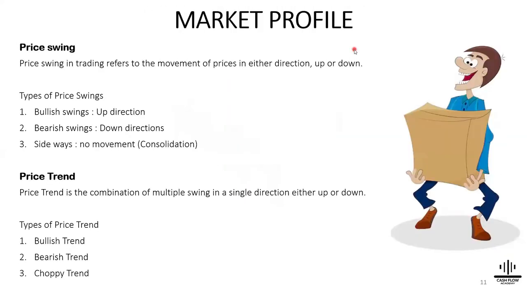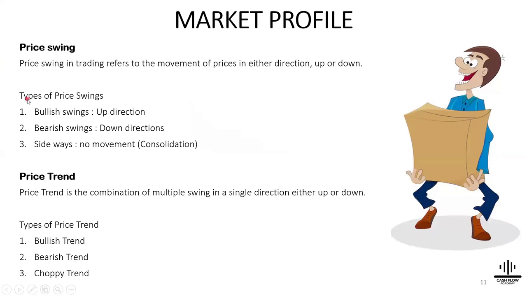Market profile. So market profile has to do with price swing and trend. These two things, they tell you the market profile. Market profile just describes what the market is doing at the present time. It just gives a description, a snapshot description of price action. So now, price swing in trading refers to the movement of price in either direction, up or down.